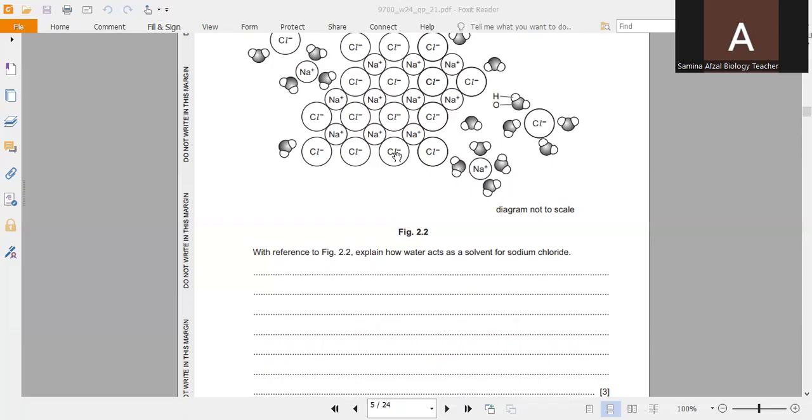So we can say that water is a polar molecule because it shows the difference in electronegativity between oxygen and hydrogen. So this means it has a partially negative and partially positive charge. When sodium chloride is placed in water, the delta positive end of the water molecule is attracted to the negatively charged chloride ions on the crystal surface. Simultaneously, the delta negative ends of the water molecules are attracted to the positively charged sodium ions.